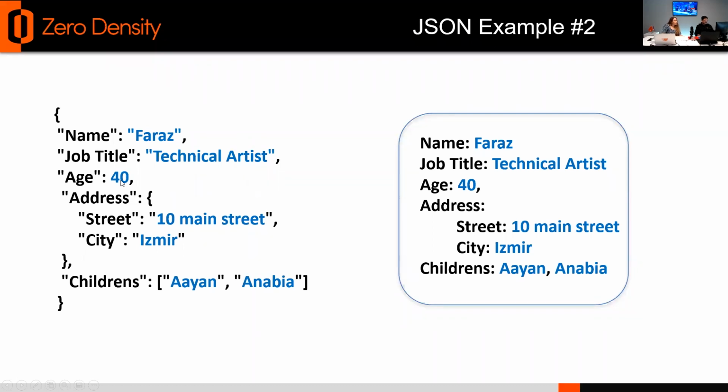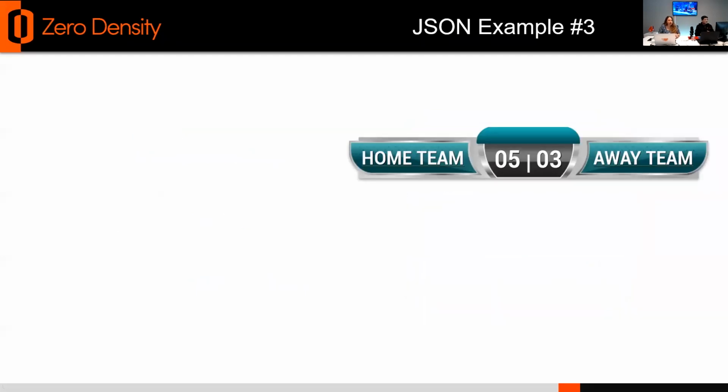Name, job title, age, address, street, city, children. It's very clear for non-computer programmers. Exactly, this is what it is. Our audience mainly knows, but we also have people without any programming knowledge. So if you know very well, just grab a coffee and come back. So let's move on.